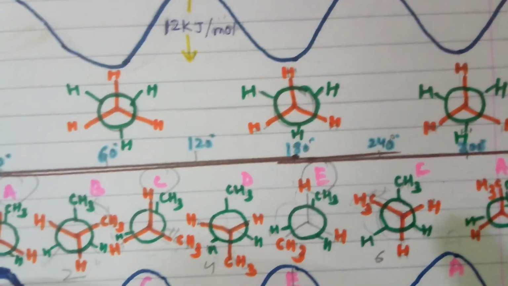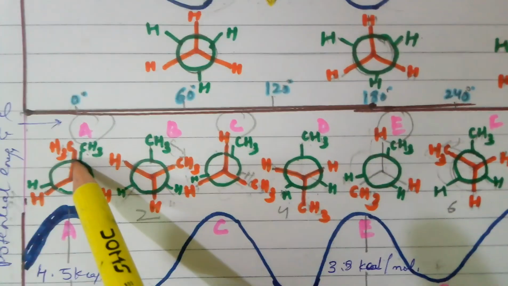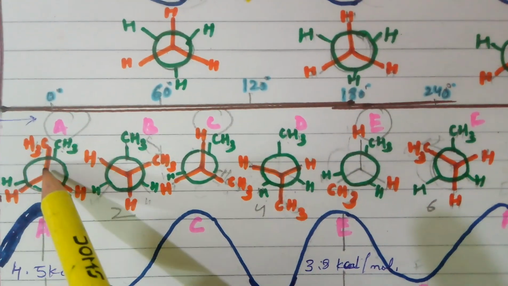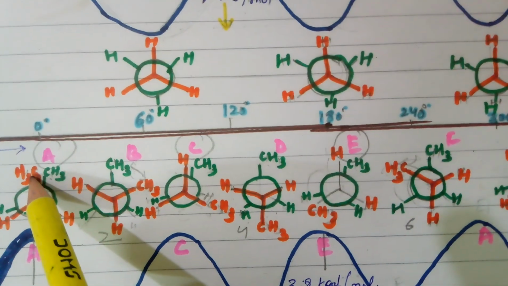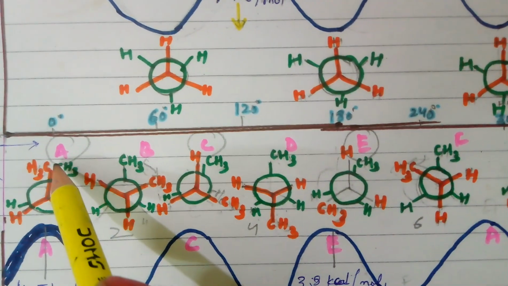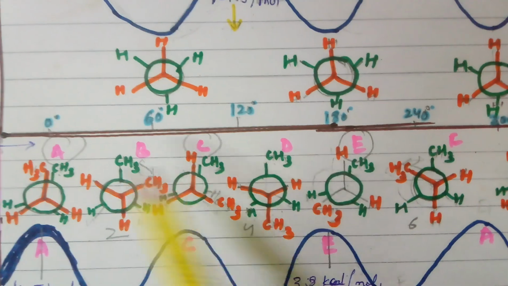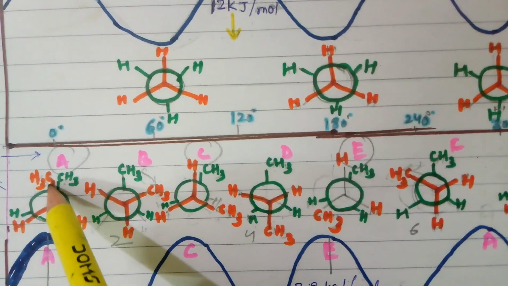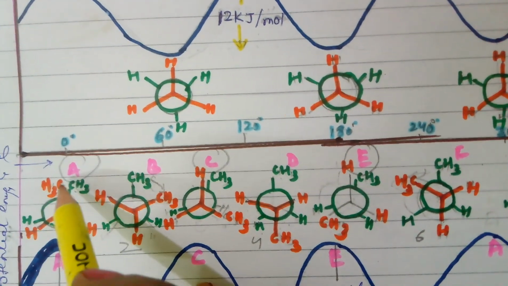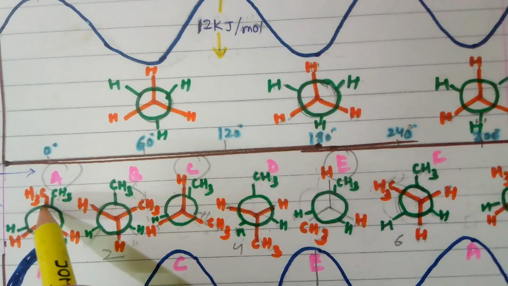So we see this is the A conformer. Here in case of A conformer, both the CH3 groups are eclipsing each other. So out of all the three eclipsed, A, C and E, in case of A, CH3 and CH3 are eclipsing, the bigger groups are eclipsing each other. So this is the highest energy and least stable condition.